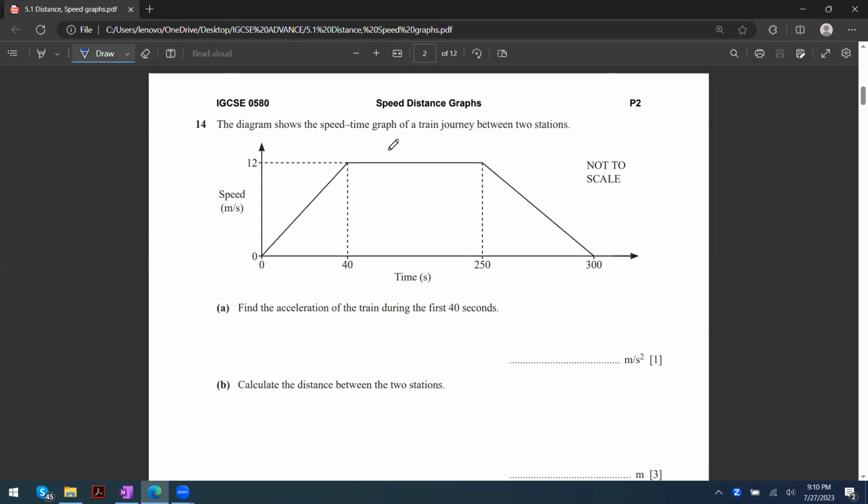Right. The diagram shows the speed time graph for a train journey between two points. Find the acceleration of the train during the first 40 seconds. So acceleration is change in distance over time. Sorry, change in speed over time, or you can say it is the gradient of the speed time graph.